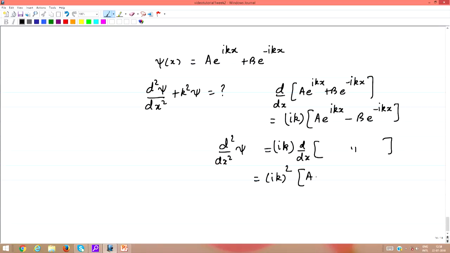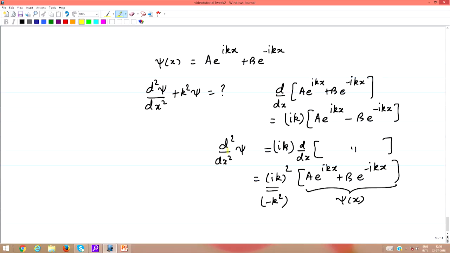A e to the I k x again, but now the sign of B will change, it becomes B e to the minus I k x. And now you see that this is nothing but psi of x. Therefore, I k square is obviously minus k square. So, the differential equation that we have is d square psi by dx square, and that is equal to minus k square times psi. So, that is the same thing as that.